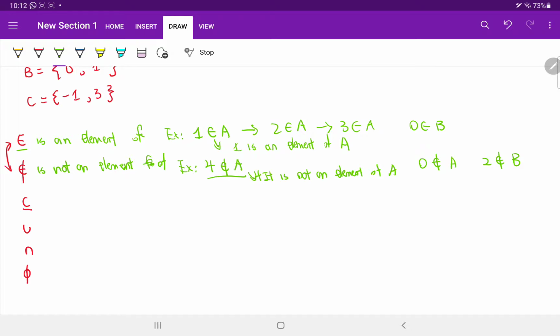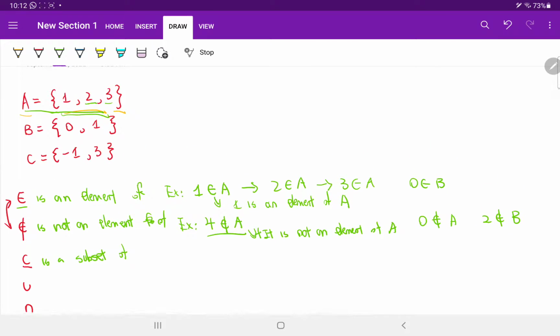The third notation means "is a subset of." So what does this mean? Let's look at a new set. If we write this set, let's call it set D, and it includes, let's say, 1 and 2.